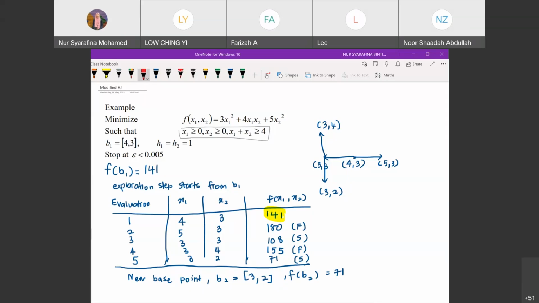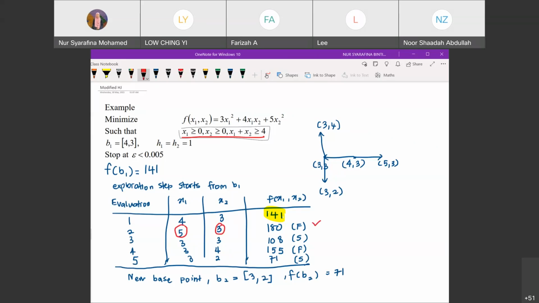Okay, but for this one, it will be considered as success only if it is less than the testing value here and also fulfills the constraint. So here, let's check 5 and 3, right? So 5 and 3, 5 is greater than 0, 3 is greater than 0, and 5 plus 3 is 8, greater than 4. But here, it is greater than the testing value. That's why it is failure.